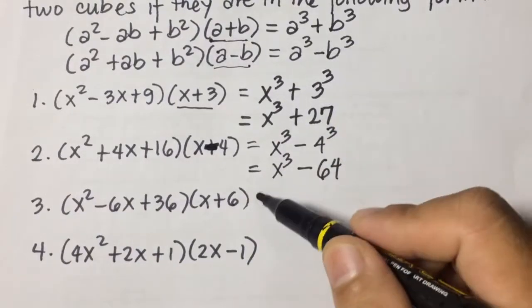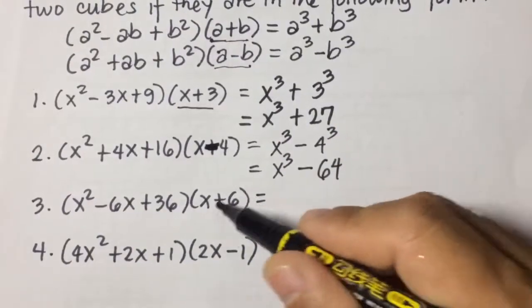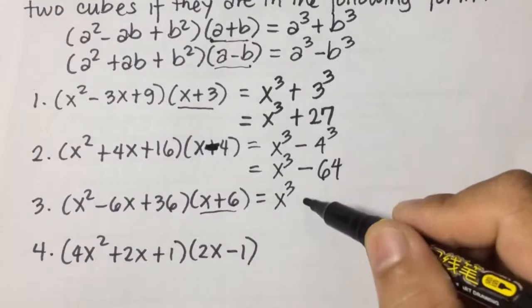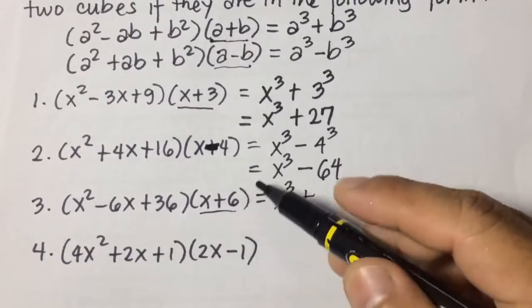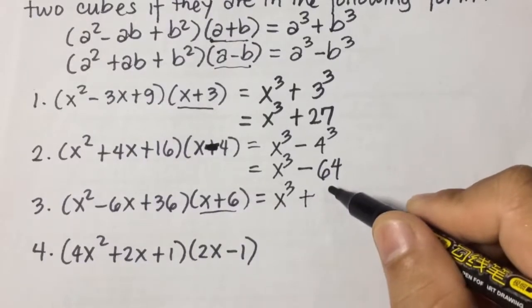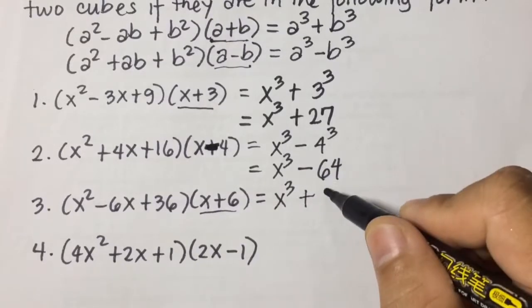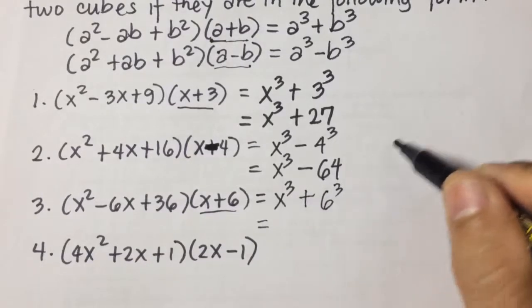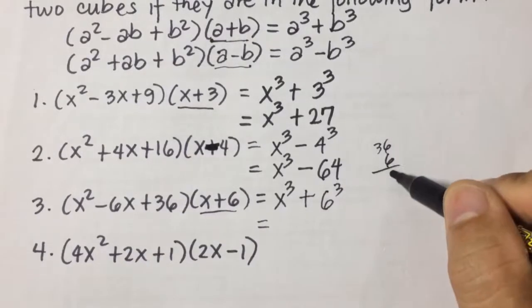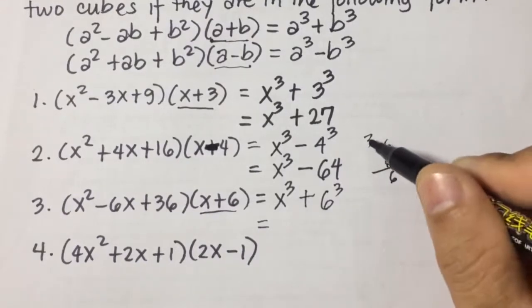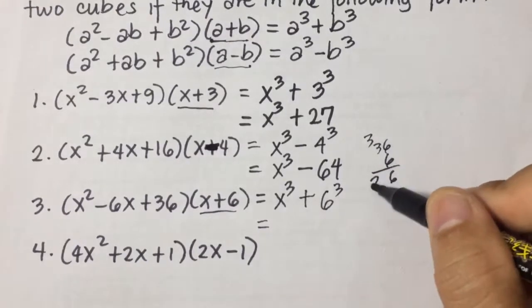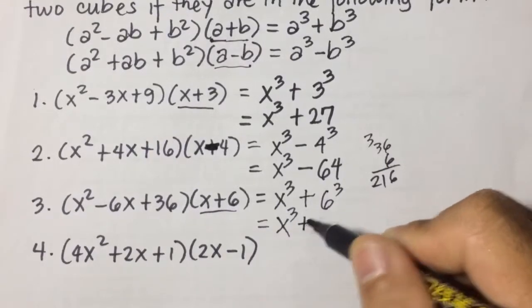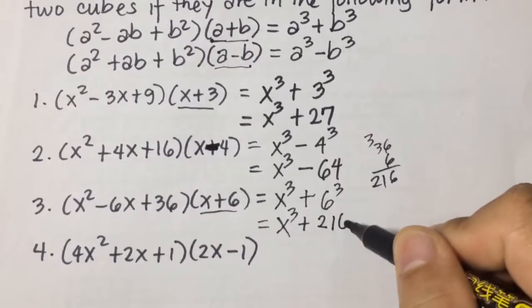So we're going to have our answer as the cube of the first term of the binomial, x, then plus the cube of the second term, so 6 times 6 times 6, 6 cubed, that will be 36 times 6, and 36 times 6 will be 6 times 6, 36, 6 times 3, 18, plus 3, that will be 21, so 216. So your answer will be x cubed plus 216.